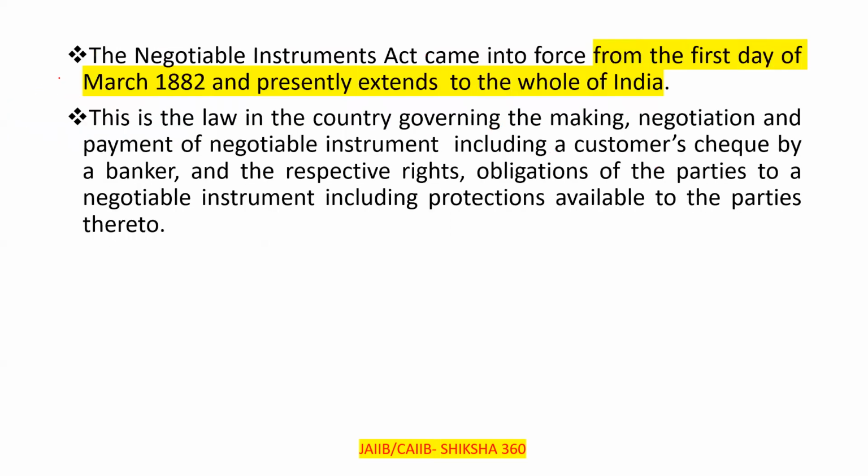Now let's discuss a little bit here. The Negotiable Instruments Act came into force from the first day of March 1882, that is from 1st March 1882, and presently extends to the whole of India.